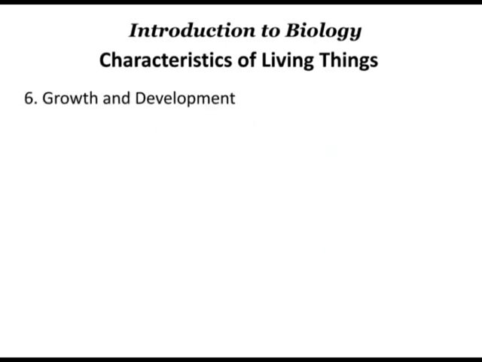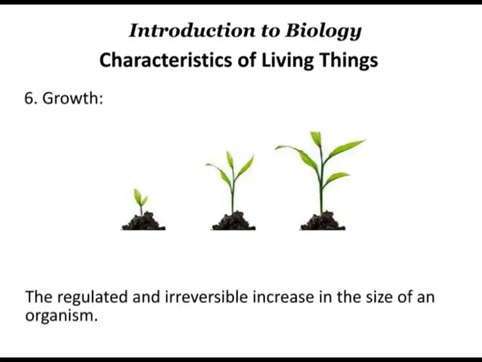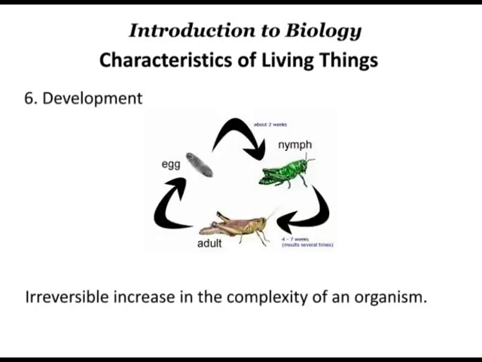Growth and development. Growth is the regulated and irreversible increase in size of an organism. Growth occurs when cells increase in size. In multicellular organisms, growth also occurs due to increase in the number of cells. Development is the irreversible increase in complexity of an organism.